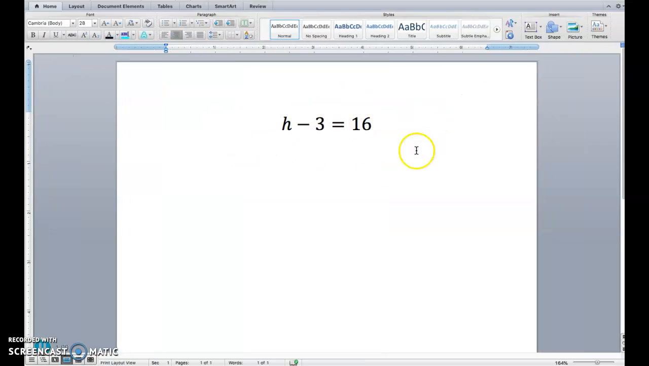Here's that same problem on my scratch paper. H minus 3 equals 16. Okay, well, how do we undo subtracting by 3? Well, that's adding. We need to add by 3 on the right side. If we add by 3 on the left side of the equation, we need to keep both sides of the equation meaning the same thing, so I am going to add 3 on the right side of the equation too.